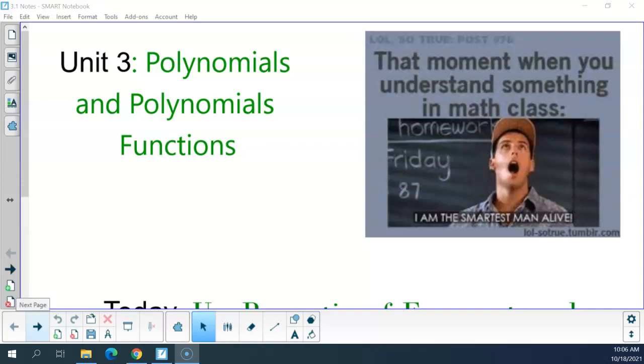So since we took the Unit 2 test on Friday, we're going to start Unit 3 today. Unit 3 is going to deal with polynomials and polynomial functions. A polynomial is just a grouping of terms in a single variable. And so that part's nice. Most of them are going to be single variable, but some of them can be multiple variables. Okay? And we'll get to some multiple variables yet today too.